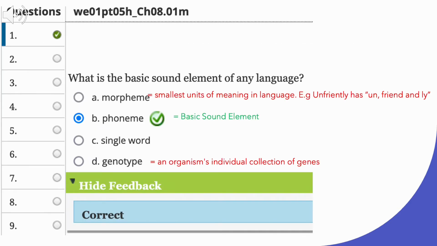Phoneme. A morpheme is the smallest unit of meaning in a language. For example, the word unfriendly has un, friend and ly as its morphemes. C is wrong just because. D is wrong because the genotype is an organism's individual collection of genes.